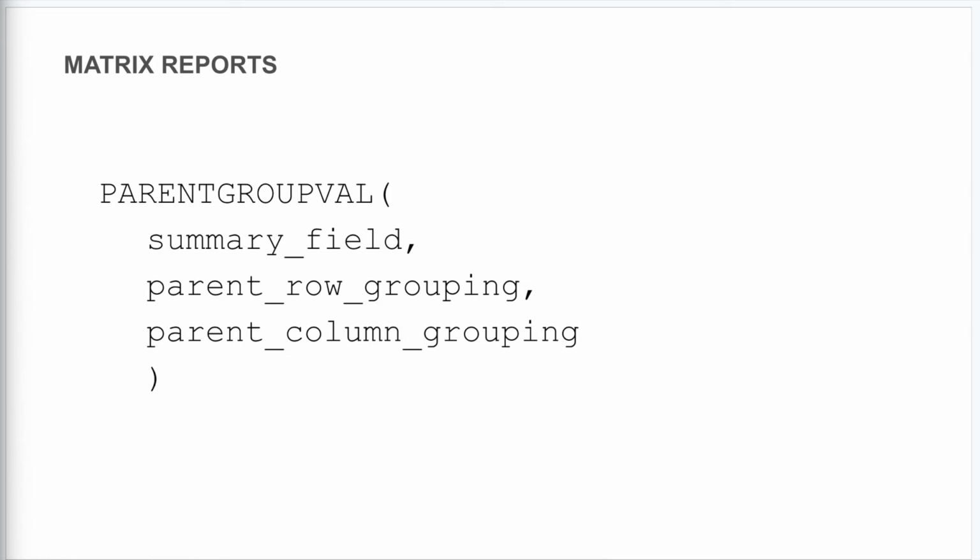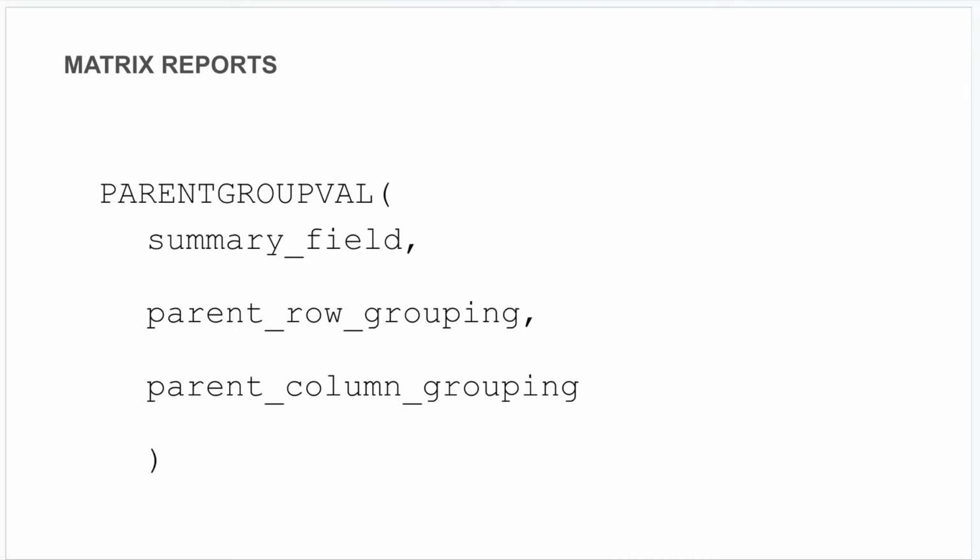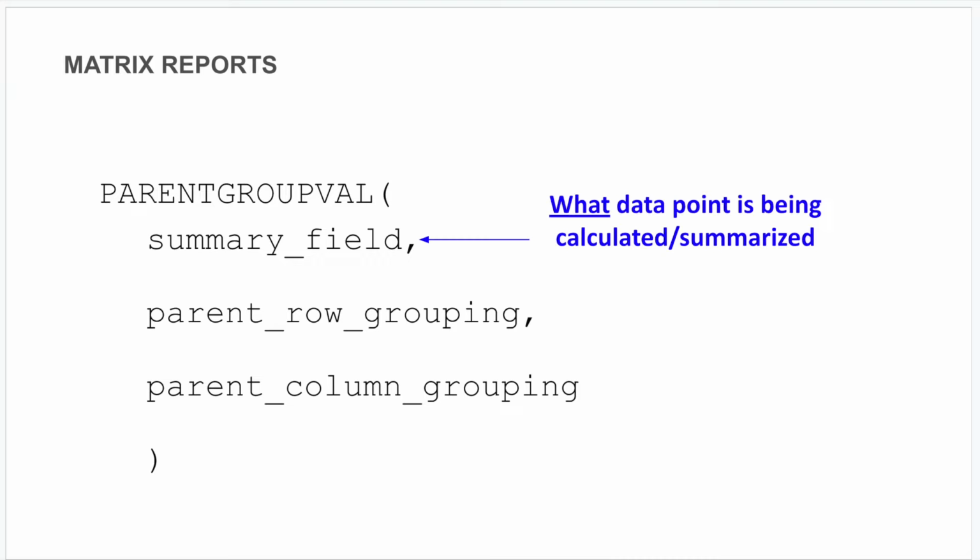Okay, here we have the formula syntax for parent group val in matrix reports. So remember, those are reports that have at least one row grouping and at least one column grouping. So to start, let's break down the syntax more thoroughly. The first part of the formula calls for the summary field. This represents the field value that you want to measure. So this part of the syntax basically asks, what is the numerical thing you want to summarize?